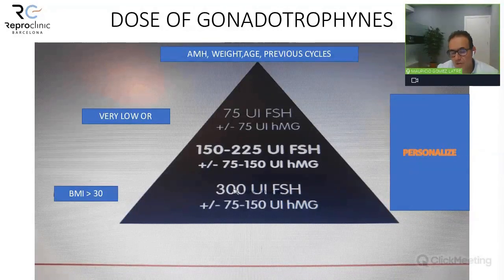Not giving more hormones, we can retrieve more eggs. That's why more than 300 units we don't use to treat. By the other side, patients with very low ovarian reserve, as I told before, paradigm must change. We are working with less dosage of hormones. The idea, as always, personalize the treatments.